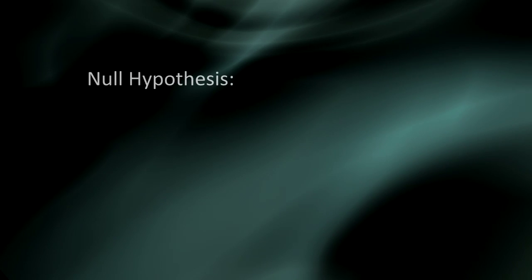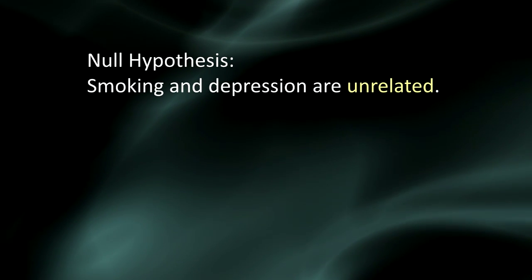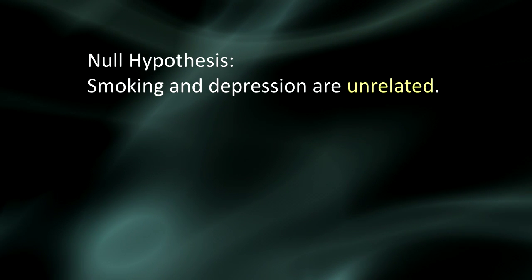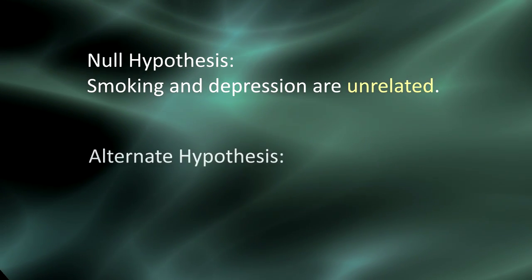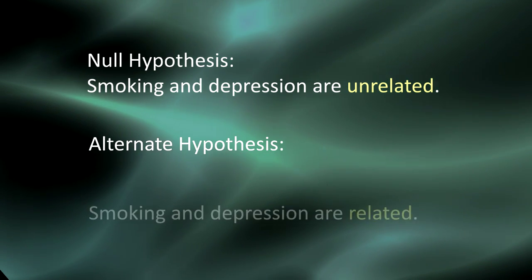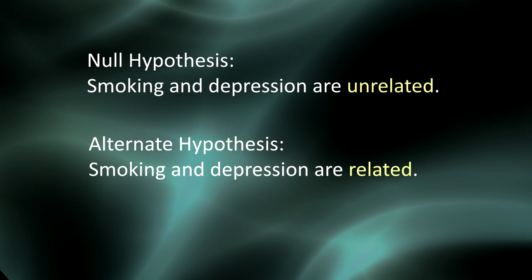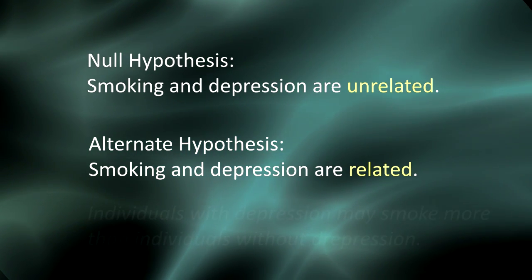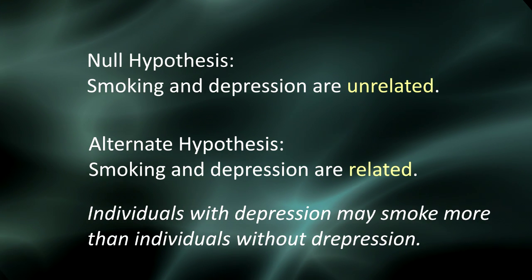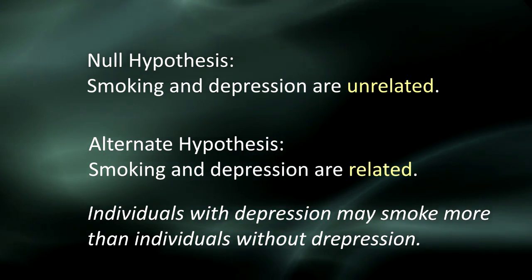The null hypothesis basically says nothing special is going on between depression and smoking. In other words, that they're unrelated to one another. The alternate hypothesis says that there is a relationship and allows that the difference in smoking in those individuals with and without depression could be positive or negative. That is, individuals with depression may smoke more than individuals without depression, or they may smoke less.